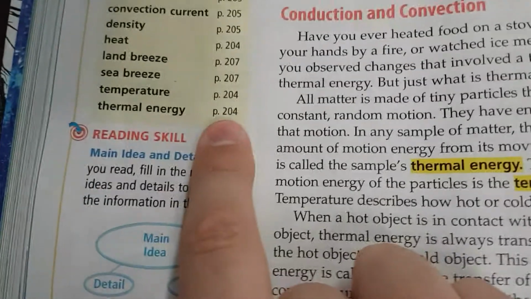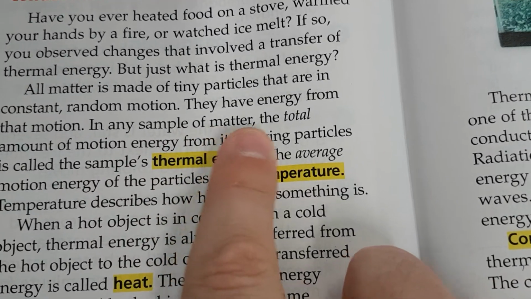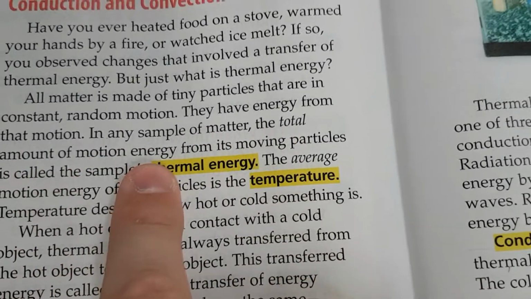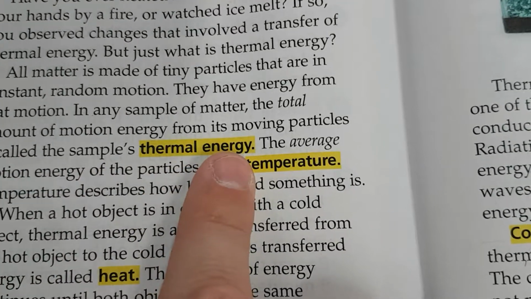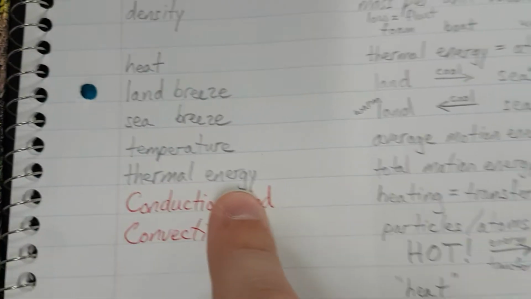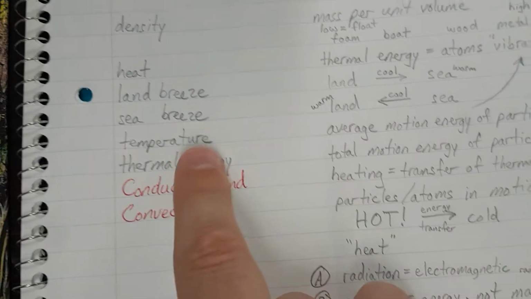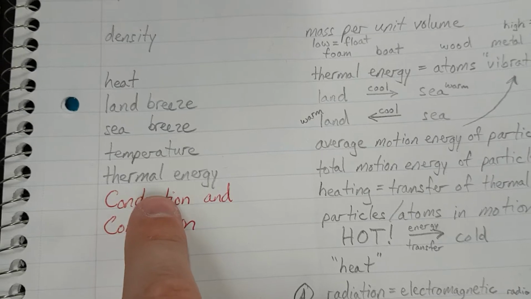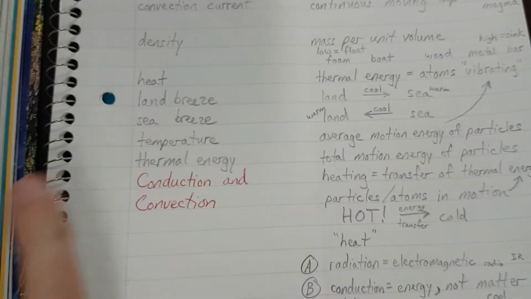Thermal energy, right there. In any sample of matter, the total amount of motion energy from its moving particles is called the sample's thermal energy. Thermal energy is total motion energy of particles. So temperature is the average, like from one particle to the next. Thermal energy is the total energy of the whole thing.